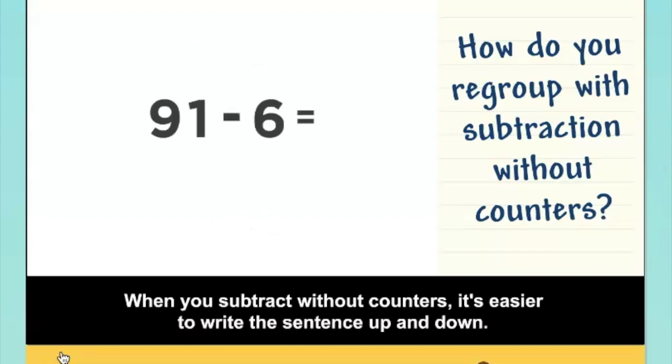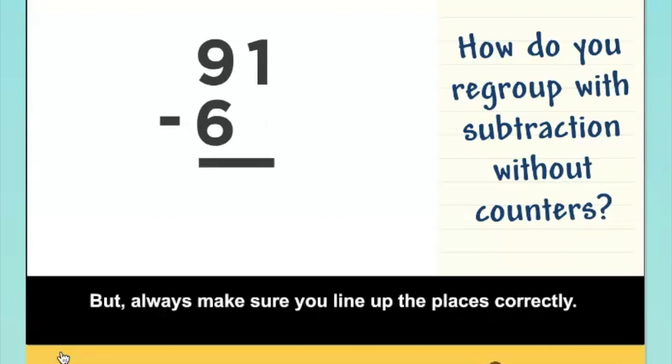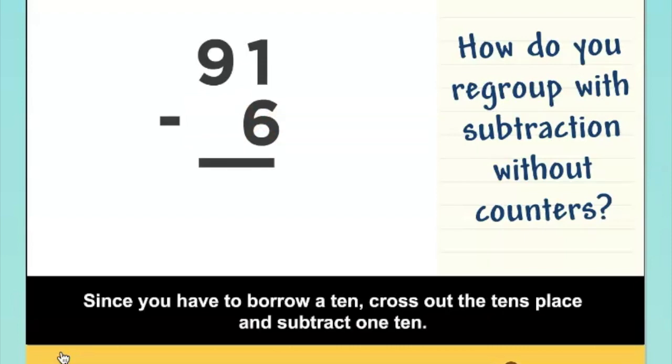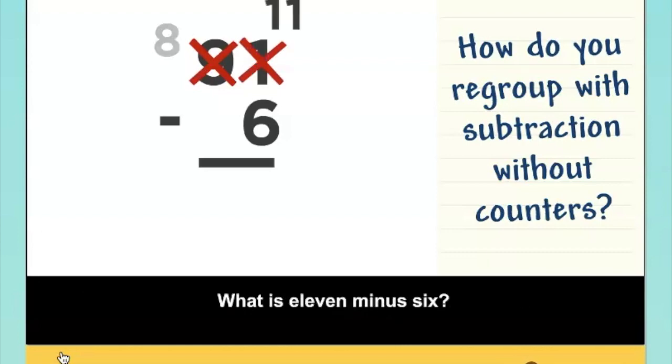When you subtract without counters, it's easier to write the sentence up and down. But always make sure you line up the places correctly. First, subtract the numbers in the ones place. Since you have to borrow a 10, cross out the tens place and subtract one 10. Then regroup to the ones place. What is 11 minus 6?